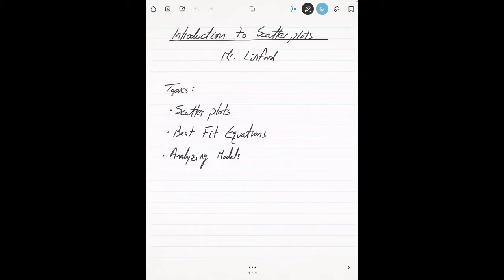In today's discussion, we're going to be introducing the topic of scatterplots. In particular, we're going to talk about what a scatterplot is and how to interpret the information that a scatterplot is telling us by finding a best fit equation for that information, and then analyzing the equation itself, the model that we get to really try to understand the information we're provided.